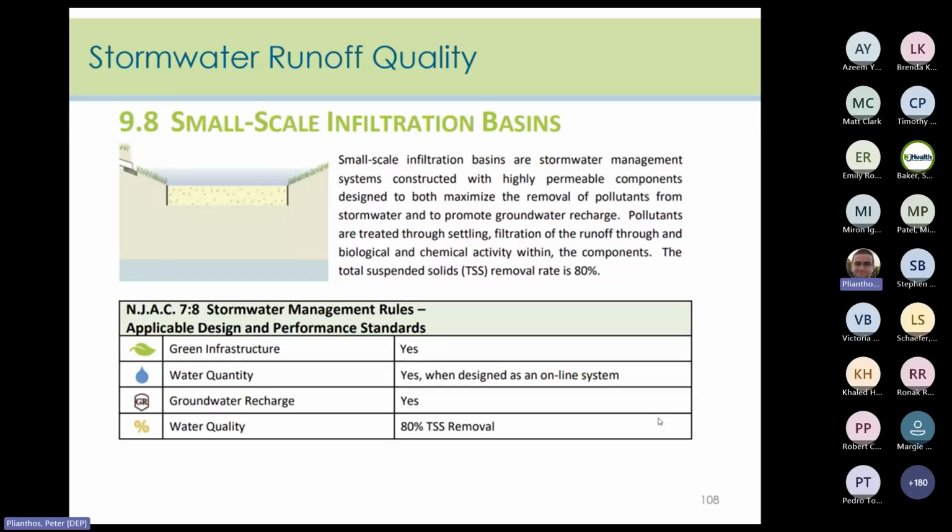So let's look a little deeper at the small-scale infiltration basin chapter, which is chapter 9.8 in the BMP manual. The first page is a summary page. The paragraph at the top describes how the BMP functions to remove pollutants, and the table right below that tells you which performance standards you can meet with this BMP. So in this case, you can use a small-scale infiltration basin to meet the GI requirement along with water quantity, quality, and groundwater recharge. And you get 80% TSS removal.